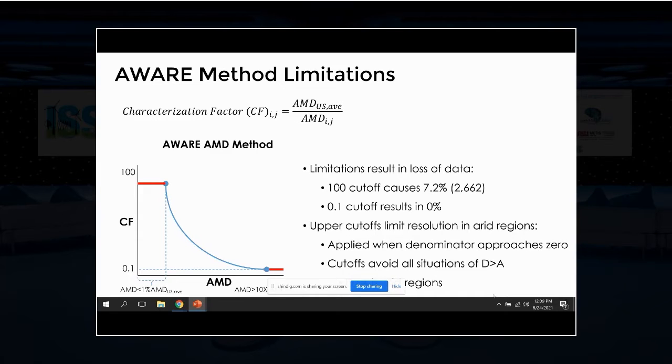So these upper cutoffs, they're applied sort of as this curve reaches a point of discontinuity, as it approaches zero, and therefore it actually doesn't account for any values that would be negative. You would get a negative AMD if you had greater demand than available. So if you needed more water than what's available, all of those values are truncated and set at 100. And that's exactly, by definition, an arid region, when you need more water than what's available. So for me, when I was trying to answer questions for the USDA project, this was somewhat limiting.